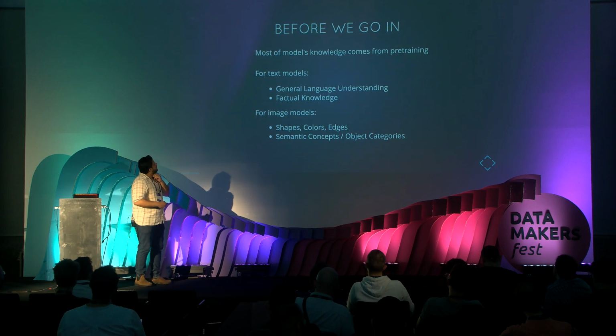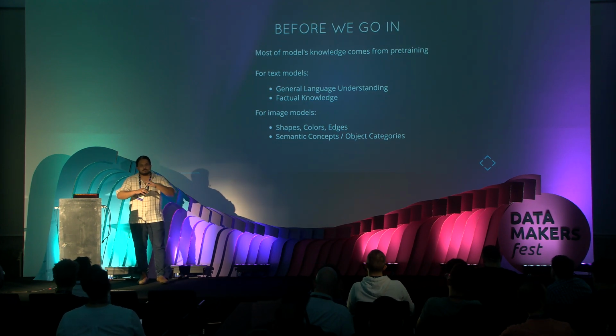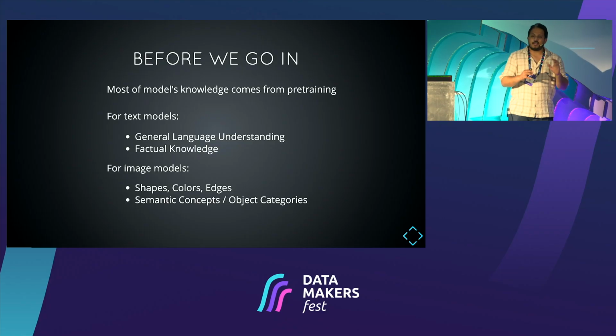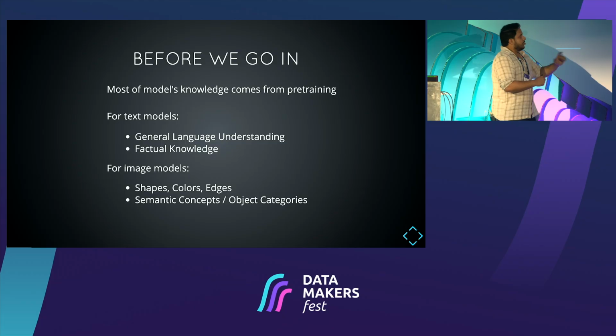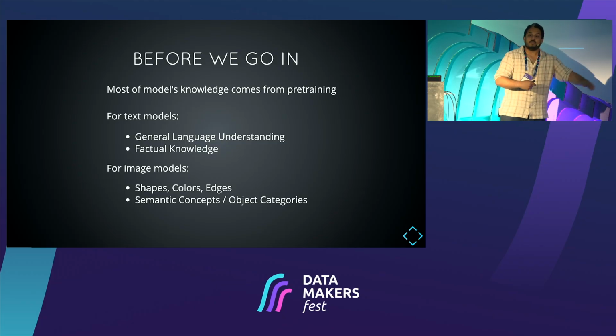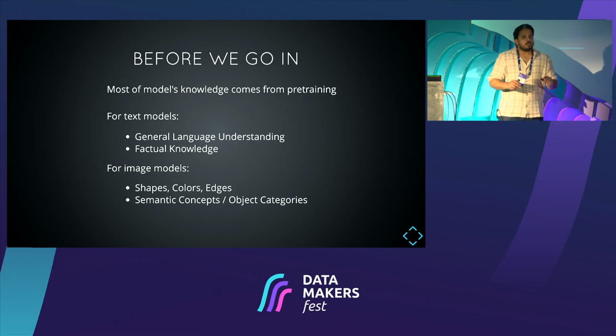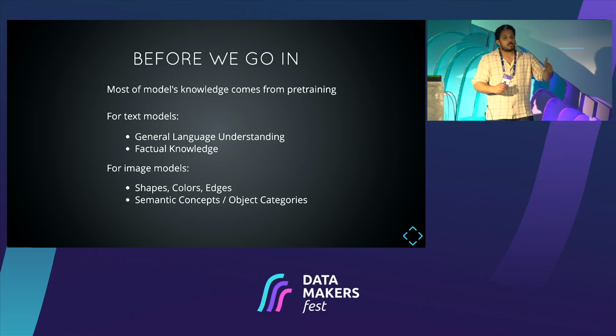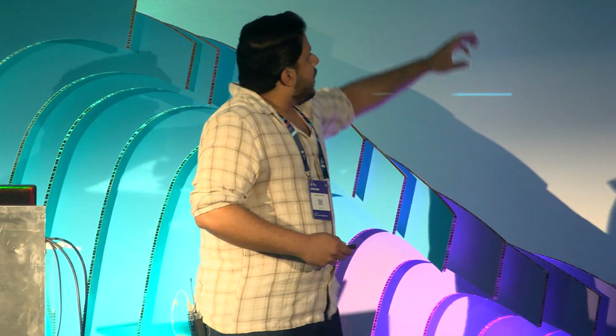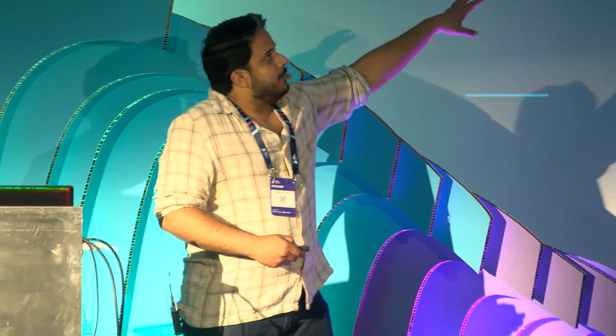OK, so before we go in, I want to set some very basic premises that we're going to be using, and that will determine all the things that we extract from the talk or all the conclusions we will make. So most of the model's knowledge comes from pre-training. For text models, so all the LLMs that we know, that means their understanding of language and the factual knowledge is coming from the pre-training phase. For image models, or CNNs, diffusion models, that's where they understand all the shapes, colors, edges, what all the objects are, all the semantic understanding between things, like a head has to be above hands, for example. Right? So this is a very basic premise we need.